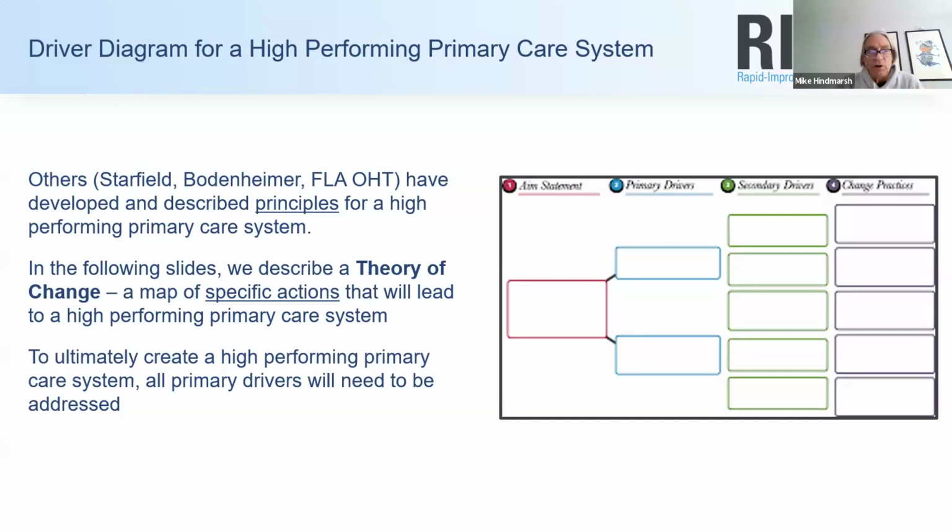People like Barbara Starfield and Tom Bodenheimer, the folks at FLA who are working on their health homes, have all described and developed these principles for high-performing care systems. Where we want to go next, in the following slides, is to describe what we call a theory of change. It's really a map of specific actions that will lead to high-performing care systems. You'll see on the right there what's called a driver diagram, and I'll talk a little bit more about that.